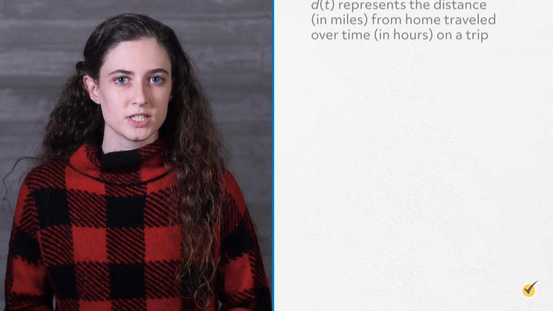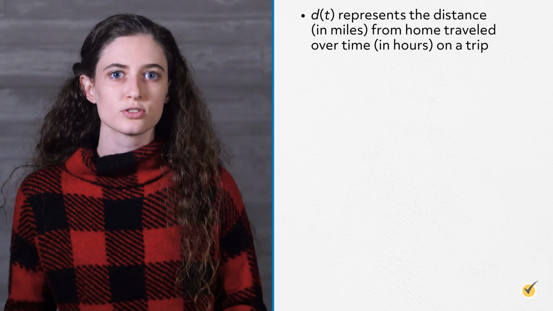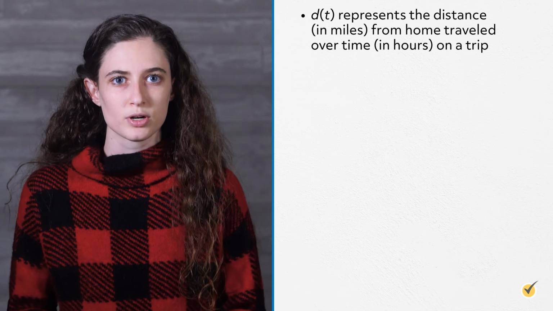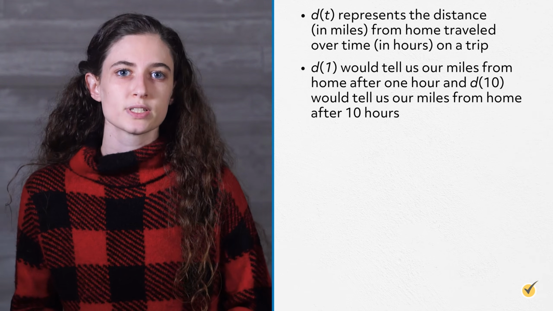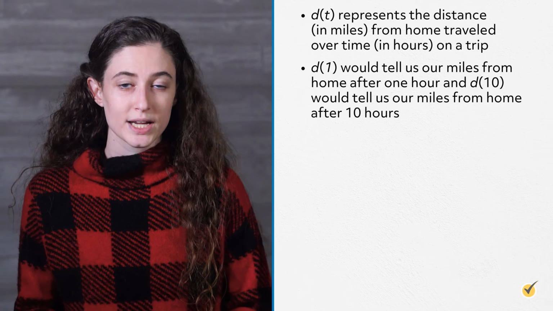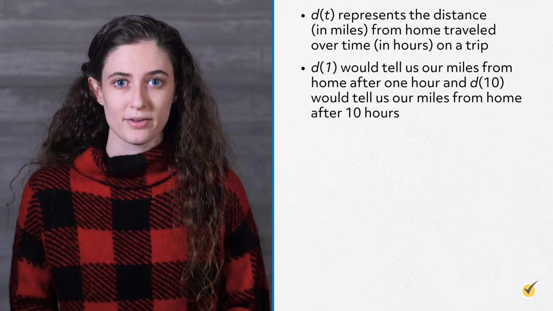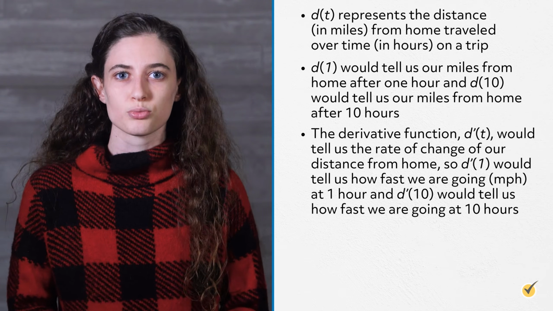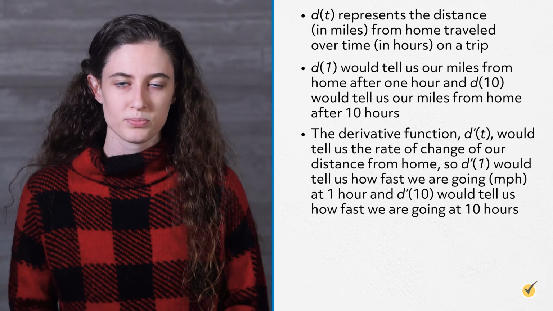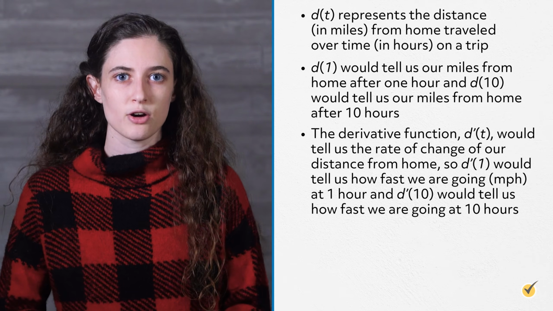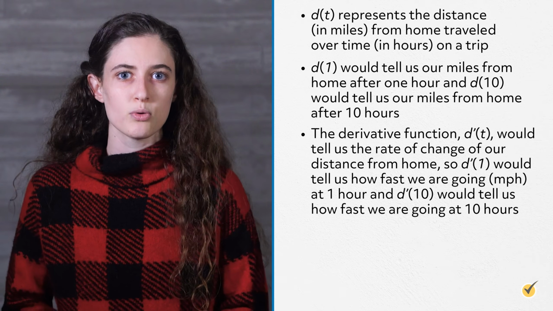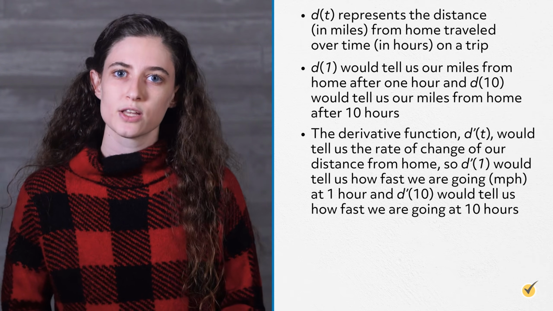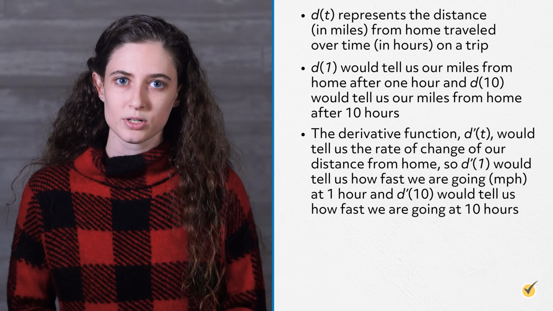Suppose a function d of t represents the distance in miles from home traveled over time in hours on a trip. D of 1 would tell us our miles from home after 1 hour, and d of 10 would tell us our miles from home after 10 hours. The derivative function d prime of t would tell us the rate of change of our distance from home. So d prime of 1 would tell us how fast we are going in miles per hour at 1 hour, and d prime of 10 would tell us how fast we are going at 10 hours.